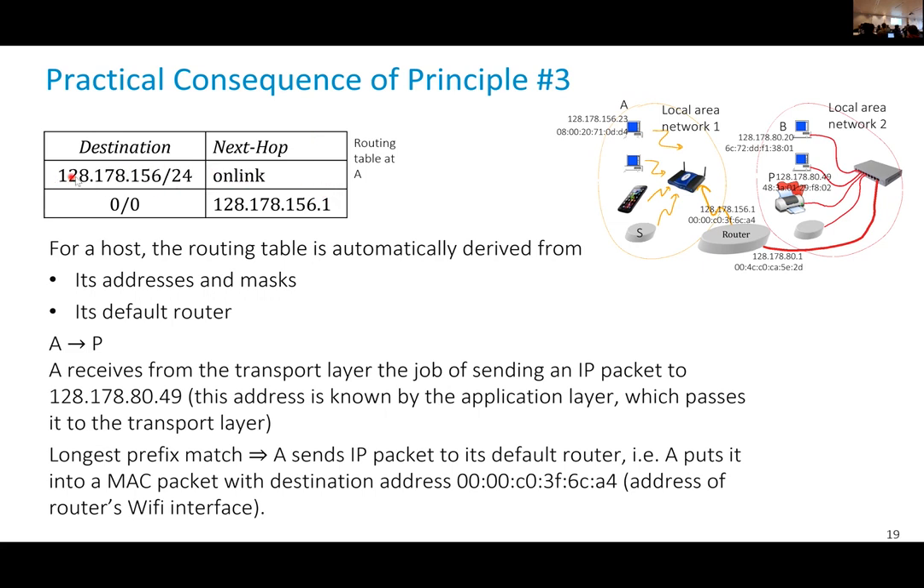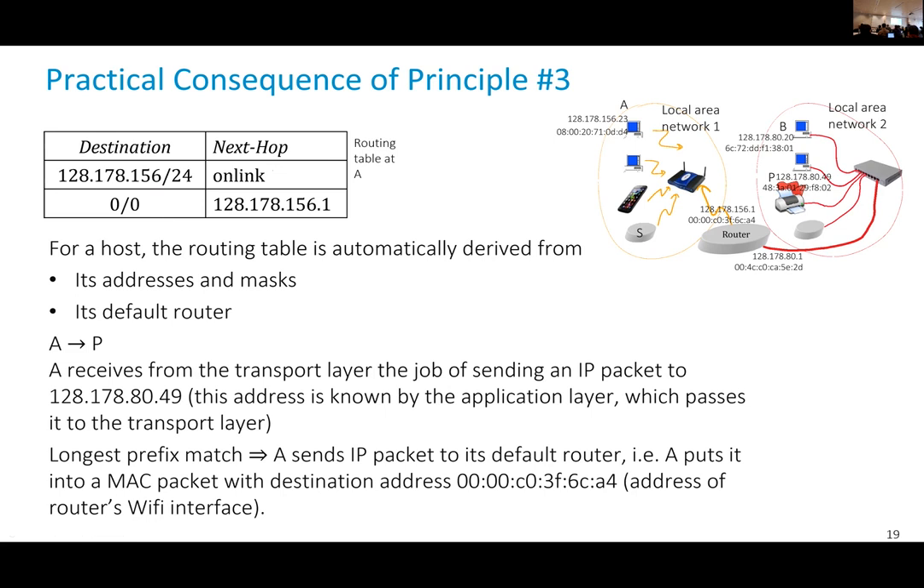that anything that starts with 128.178.156/24 is what is called on-link, which is yet another synonym for in the same local area network or in the same subnet. So the most difficulty is the terminology here. So on-link means everything that has this IP address is on-link with me, means it's in the same subnet as me.